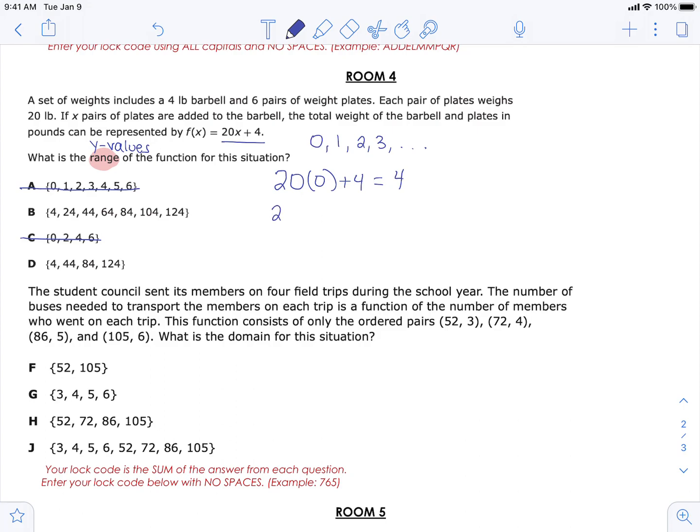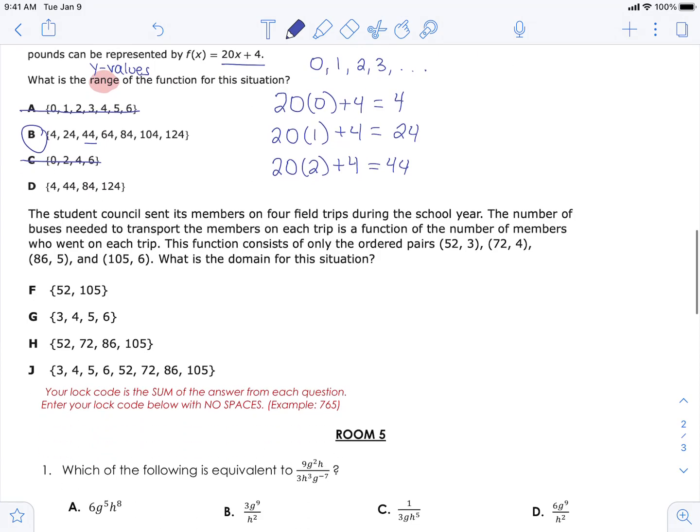Then I have 20 times 1 plus 4. Well, 20 times 1 is 20, plus 4 would make it 24, which looks like it would be answer choice B. If we needed to check some more, we could do 20 times 2 plus 4. 20 times 2 is 40, plus 4 equals 44, which would be that next value. So B would be our correct answer.